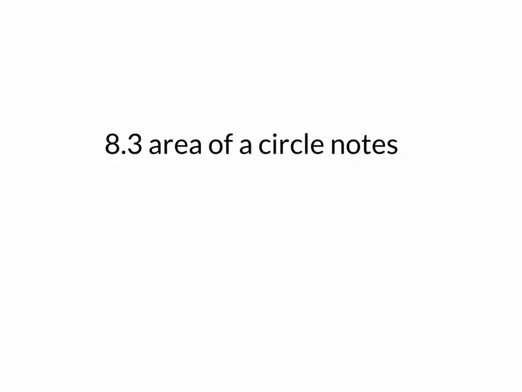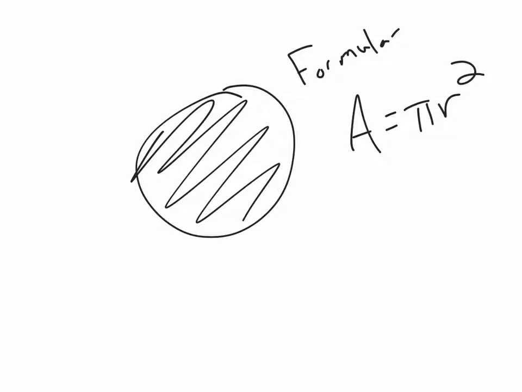Alright, so today we're going to talk about 8.3, area of a circle notes. To start off, area is the inside of the shape. So it would be the inside, all of that colored in. The formula for area of a circle, we need to remember, is area equals pi r squared.